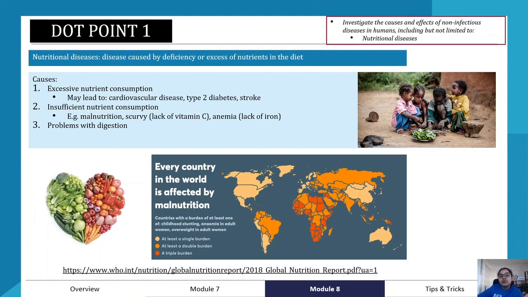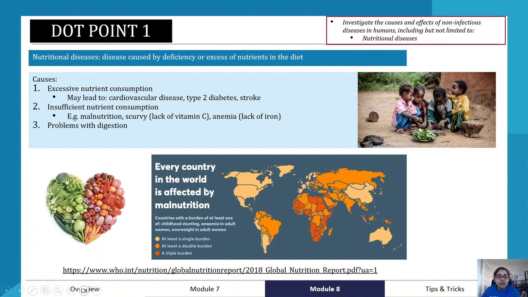Okay, so nutritional diseases. Nutritional diseases can be caused by excessive nutrient consumption, for example cardiovascular disease, type 2 diabetes, stroke, excessive consumption of carbs and fats. They can also be caused by inefficient nutrient consumption, so malnutrition, scurvy, which is the lack of vitamin C, and anemia, which is the lack of iron. And then finally, problems with digestion also come under nutritional diseases.